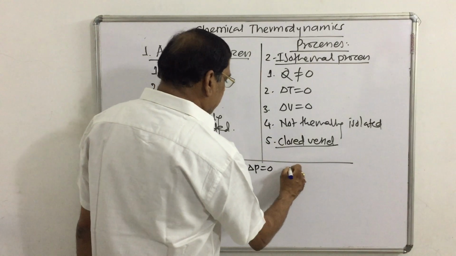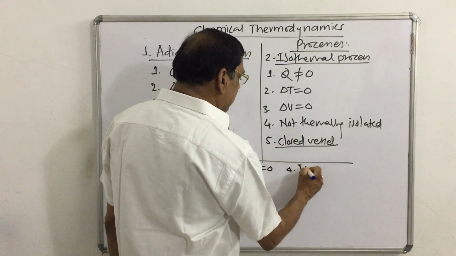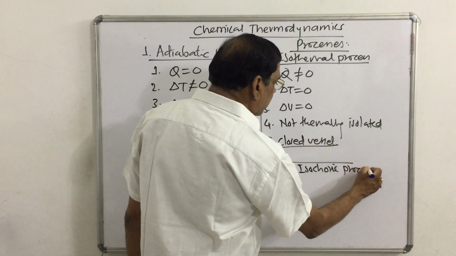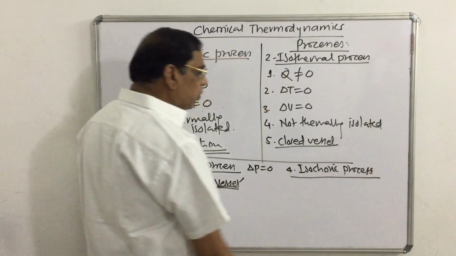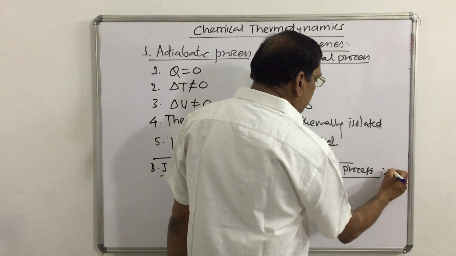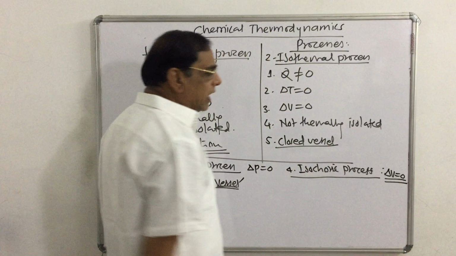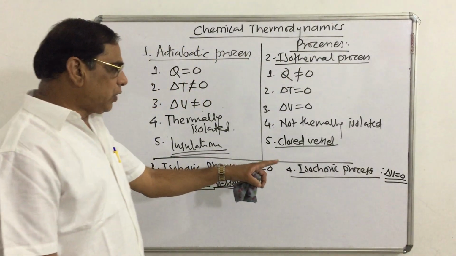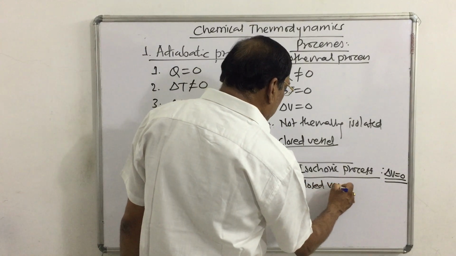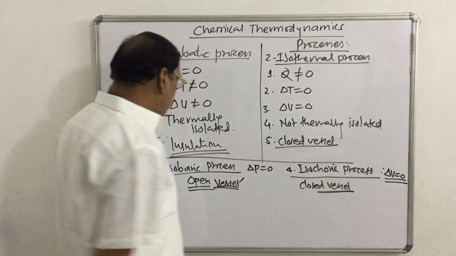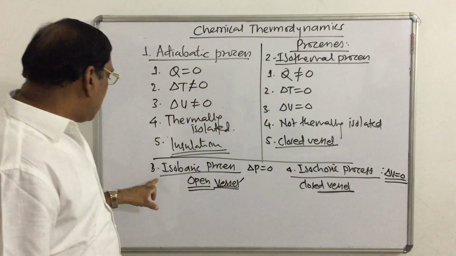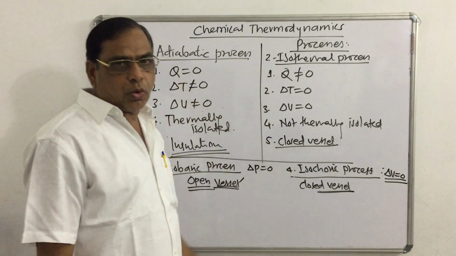After that, the next one is called the isochoric process. Now what is meant by isochoric process? Here the volume remains constant, that is, the change in volume is equal to 0. If the volume is fixed, then generally it takes place in a closed vessel. So that covers the adiabatic process, isothermal process, isobaric process and isochoric process.